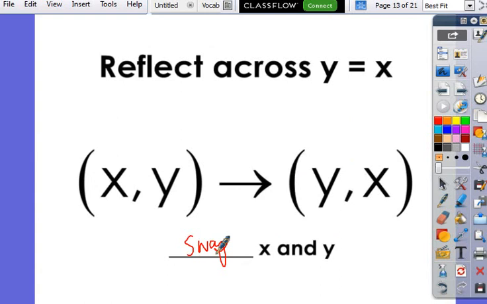What does y equals x look like on the graph? Like here, here, here, here. Say it again. There's y equals x right there. So I'm reflecting it across that line.